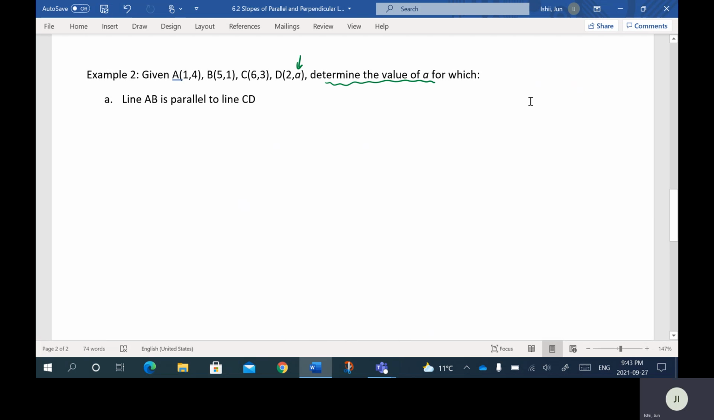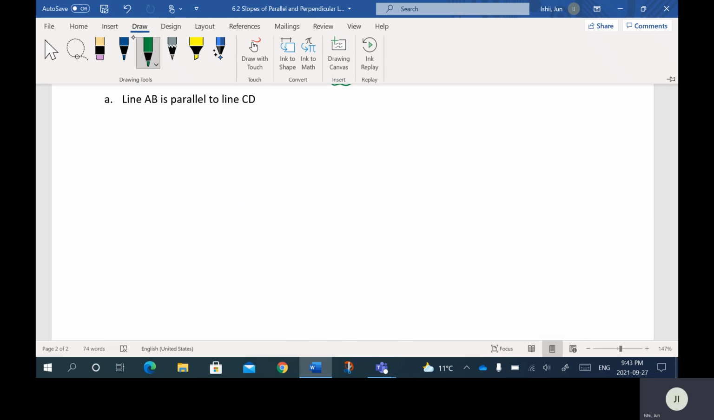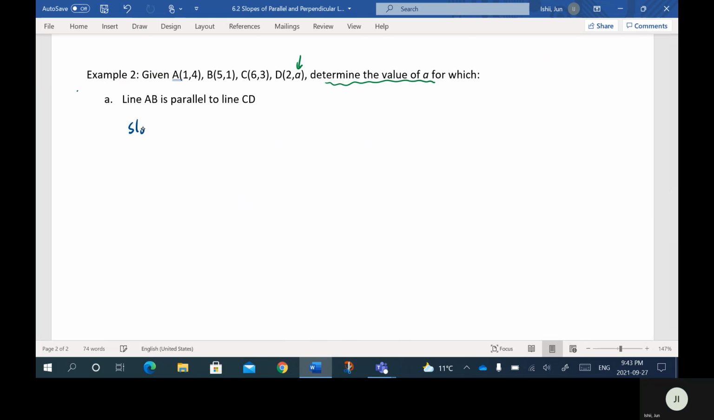Okay, so in order to do this, what we want to do first is find the slope. If I can find the slope of AB, then I know that the slope of CD must be the same. Then I'm going to show you how to work the equation to solve for this variable. First step, let's find the slope of AB. Again, I'm going to subtract my y values, so 4 minus 1, and 1 minus 5. If we work this out, we get 4 minus 1, which is 3, and 1 minus 5 is negative 4. So that's the slope of AB.